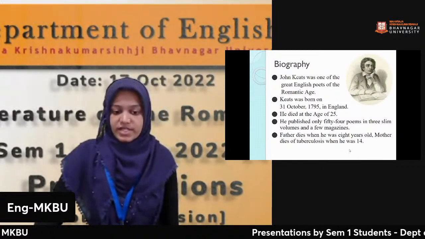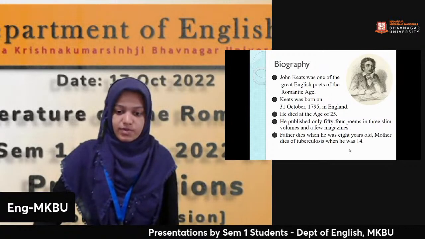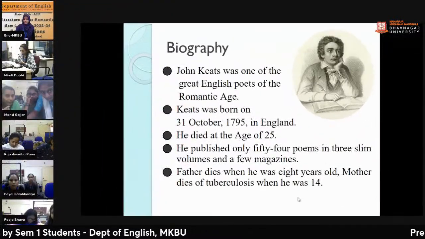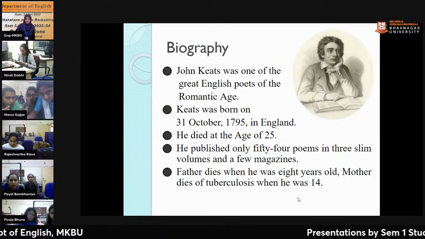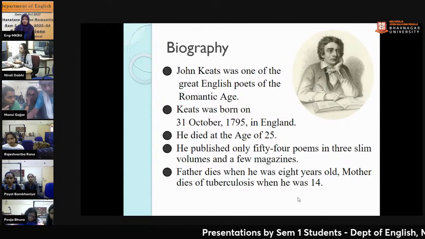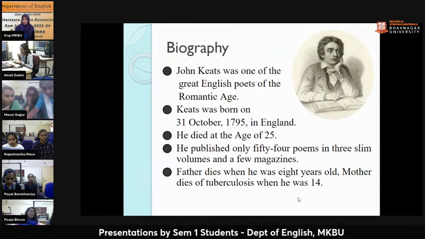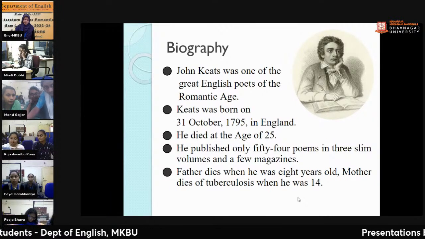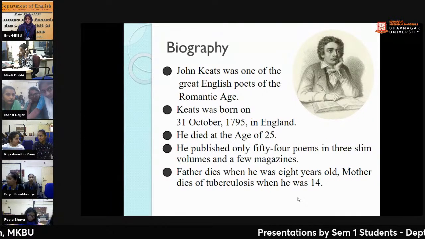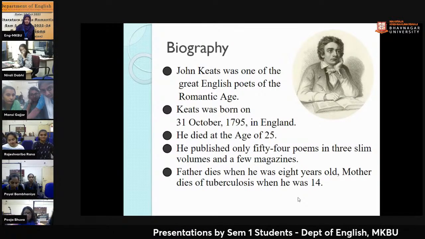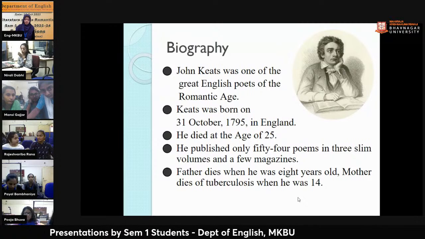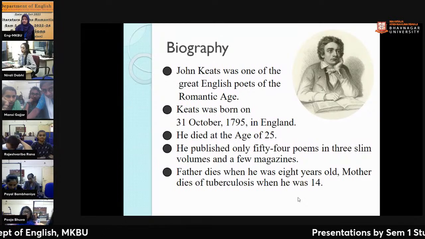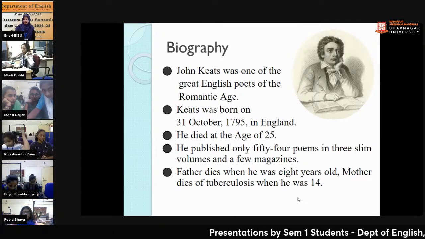Biography. John Keats was one of the great English poets of the Romantic Age. Keats was born on 31st October in 1795 in England. He died at the age of 25, but he was a most remarkable poet of English literature. He also wrote sonnets, odes, and epic poems. He published only 54 poems in three slim volumes and a few magazines. His father died when he was 8 years old, and after the death of his father, his mom remarried, but after some years, she also died because of tuberculosis.